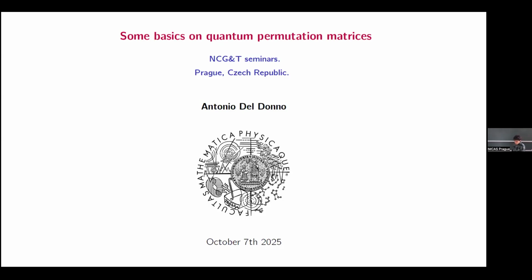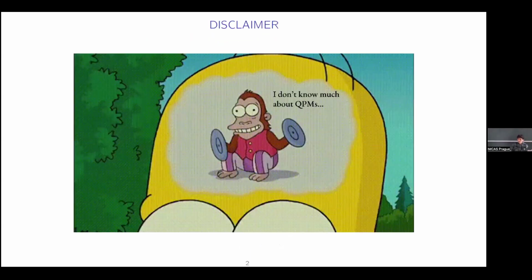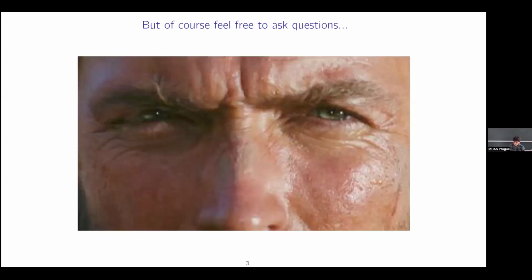So first of all, I have a disclaimer. I don't actually know much about quantum permutation matrices. I only learned about them two days ago. I started learning about this on Sunday, then yesterday, today I took a flight to come here to do some research and also to do this seminar. So probably some of the things that I'm going to tell you, in principle, will not be 100% correct. Of course, feel free to ask questions if you want, if you must.